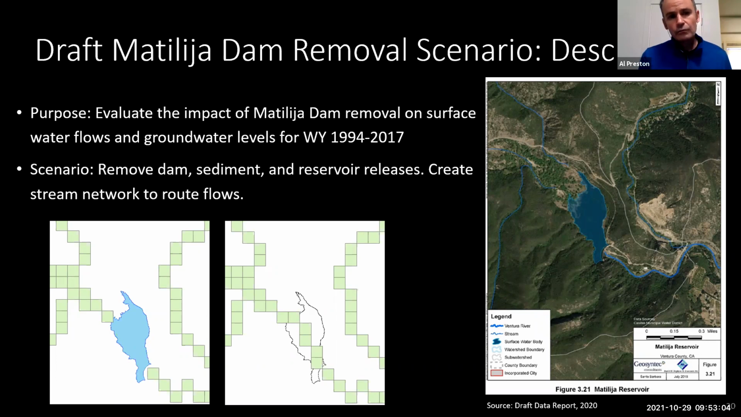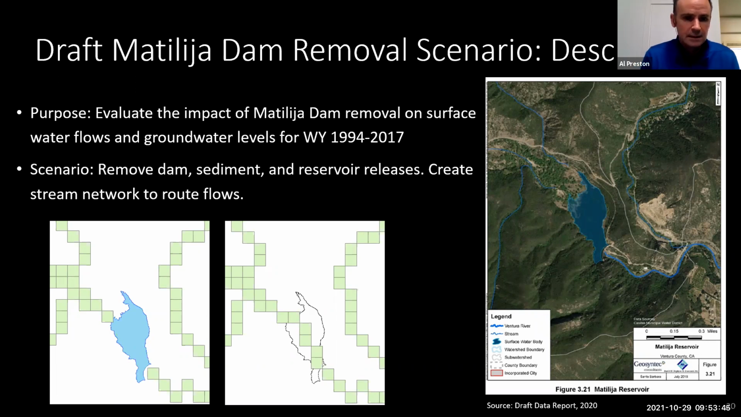So we're going to remove the dam. We'll remove some of the sediment behind the dam, since it's been infilled over the many years since the dam was built. So we're going to have to decrease the elevation to reflect the more natural stream bed. We're going to turn off any reservoir releases. I think historically, Casitas Municipal Water District would open a valve at the dam during the spring to let more water down to the Ventura so they could divert to Lake Casitas. We're going to turn those releases off, and then we have to create a stream network to route flows through the former reservoir.